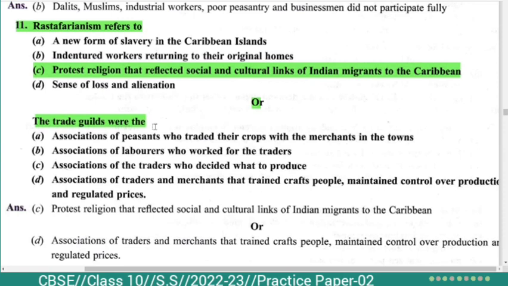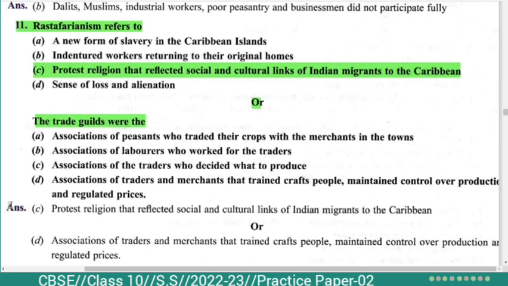Options are: A. Association of peasants who traded their crops with the merchants in the towns. B. Associations of laborers who worked for the traders. C. Association of the traders who decided what to produce. D. Associations of traders and merchants that trained craftspeople, maintained control over production and regulated prices.